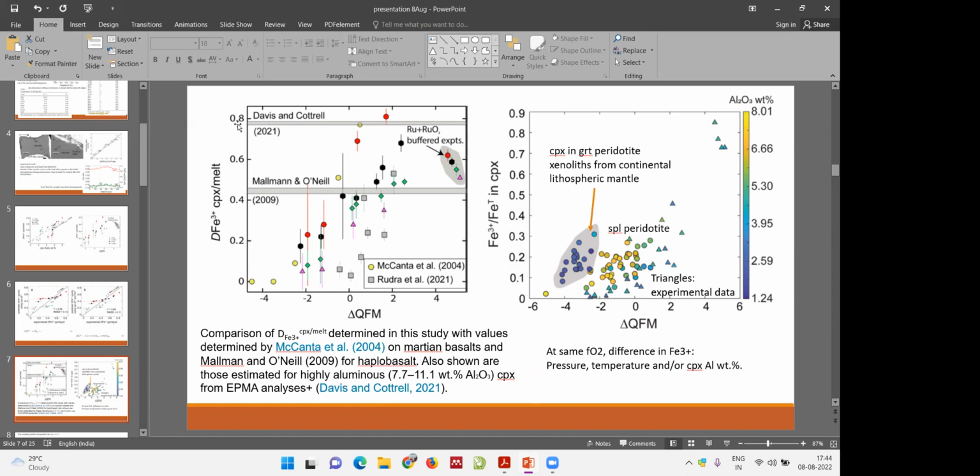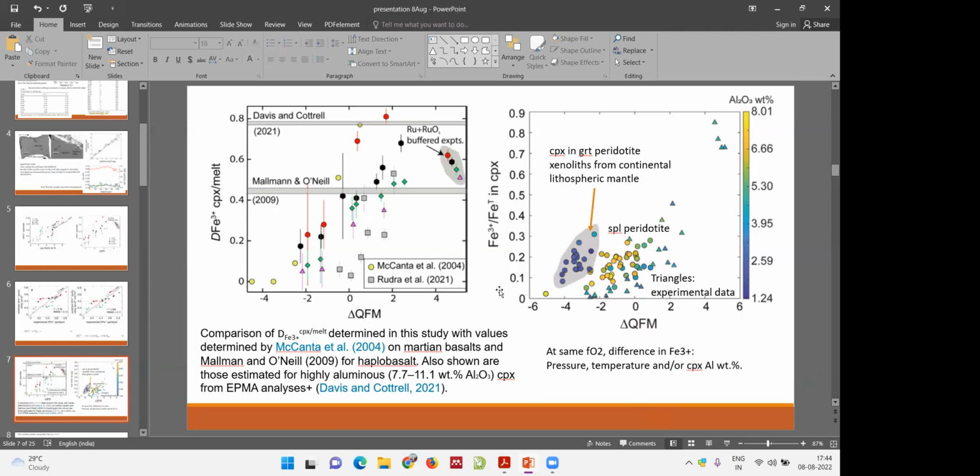So this particular reference value has a very high Fe3+ partitioning coefficient. It is of a very highly aluminous clinopyroxene composition. Here you can see the aluminum composition is quite high. So for this particular paper, this suggests that increasing aluminum concentration can increase the partitioning value of Fe3+.